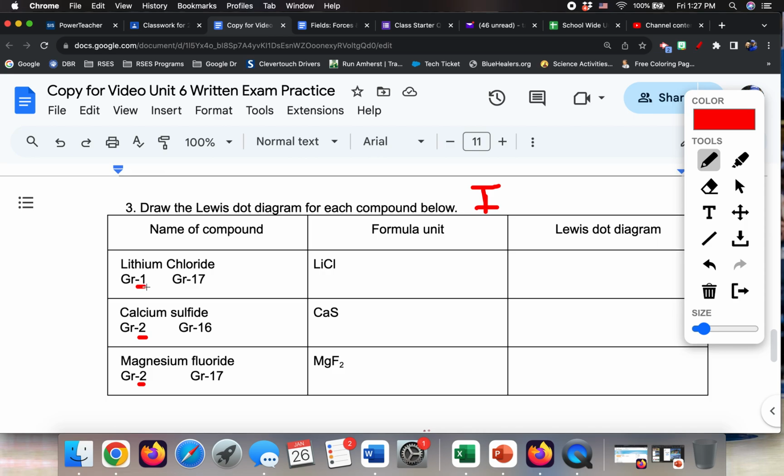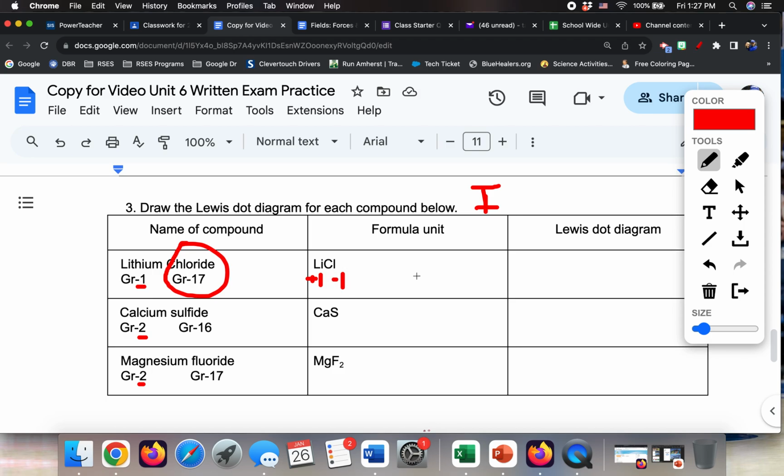Cheat with the table and figure out what ion you form by just looking at the top of the periodic table. Group 1 means it's going to form a +1, for lithium. Chlorine is in group 17, so it's going to form a -1. Everything in that group does.